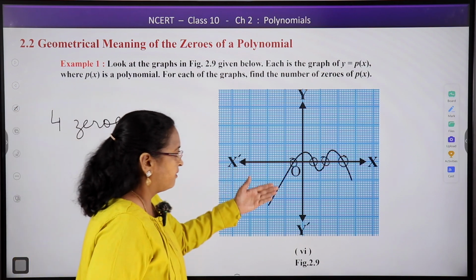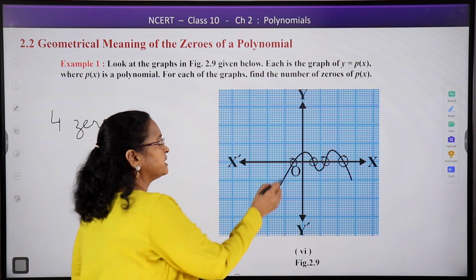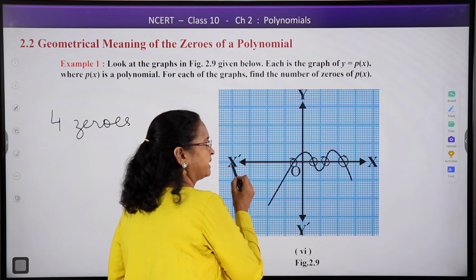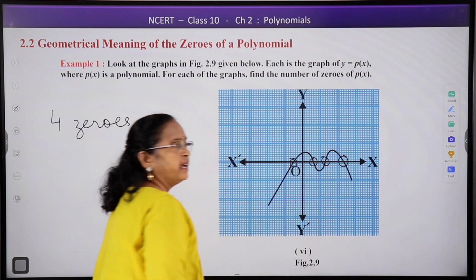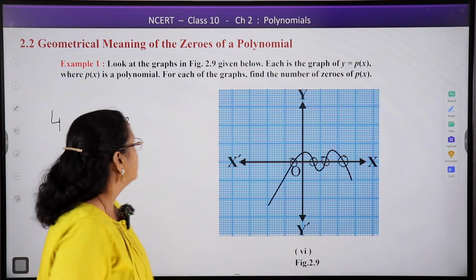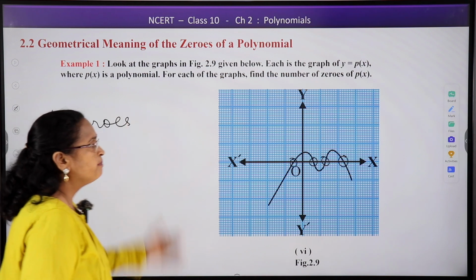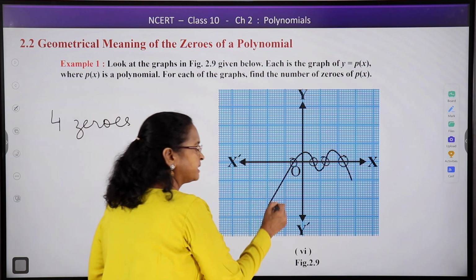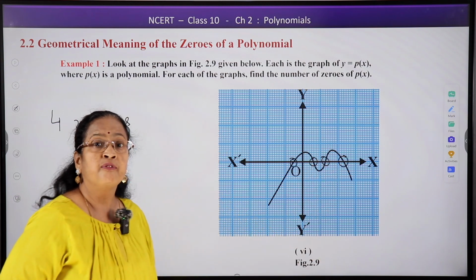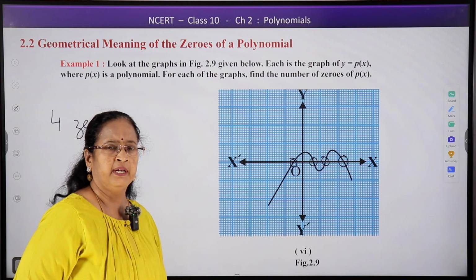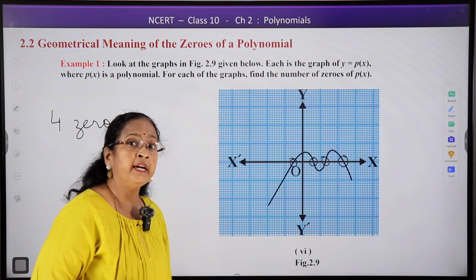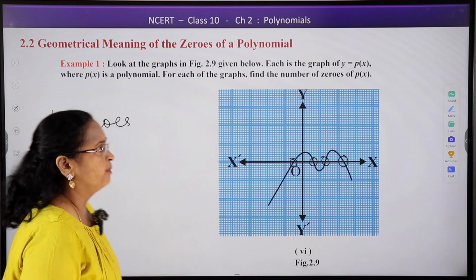So this graph, the sixth question of the graph, cuts the x-axis at 4 points. 1 in the negative x-axis, 3 in the positive x-axis. Together it makes 4. So 4 zeros of the polynomial. Why? Because this particular graph cuts the x-axis at 4 points. So that is why it has 4 zeros of the polynomial. I think it is absolutely clear, the graphical representation of finding the zeros of the polynomial. Very good.